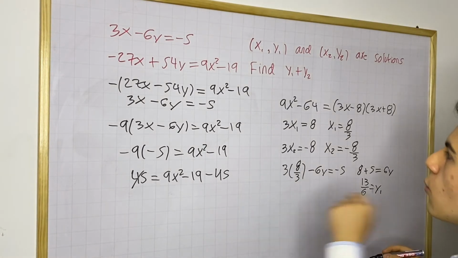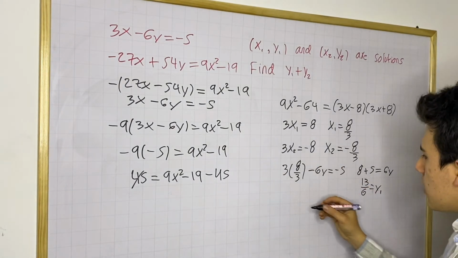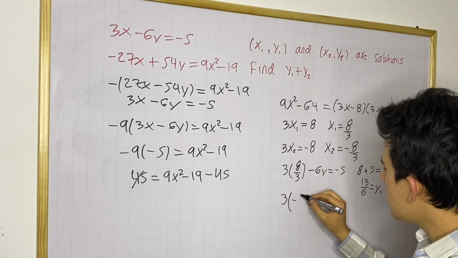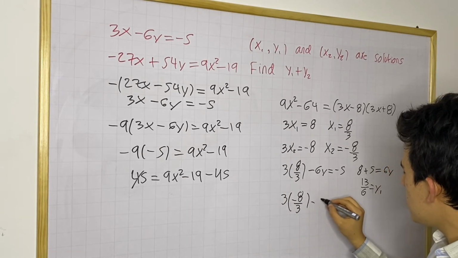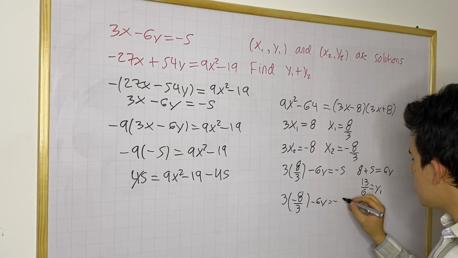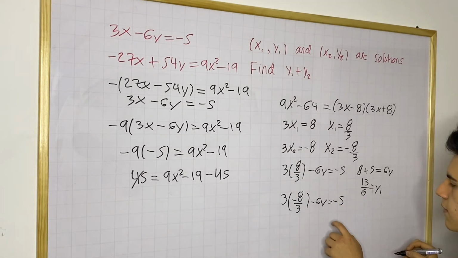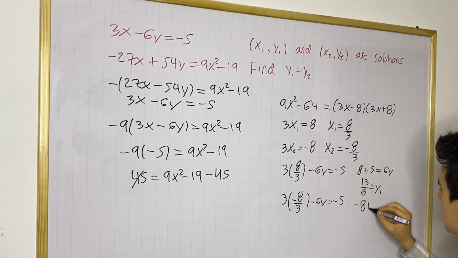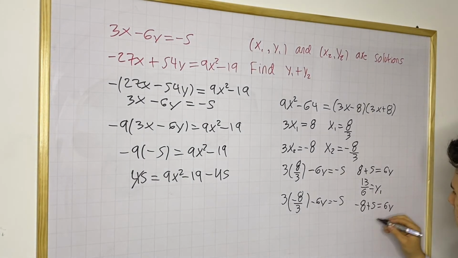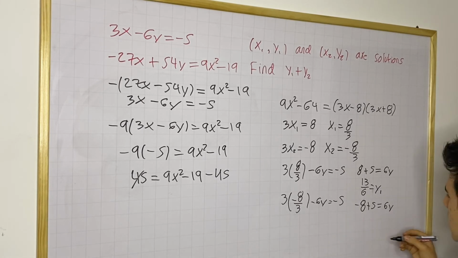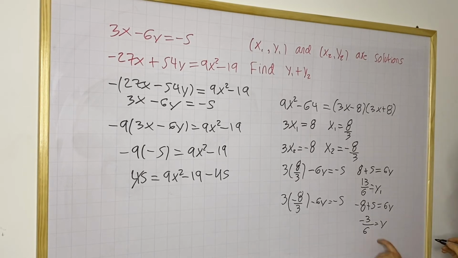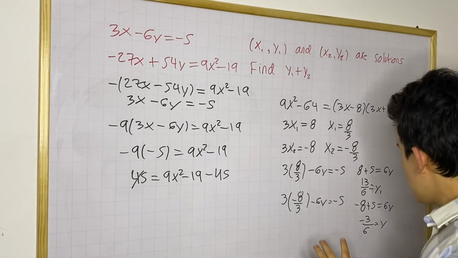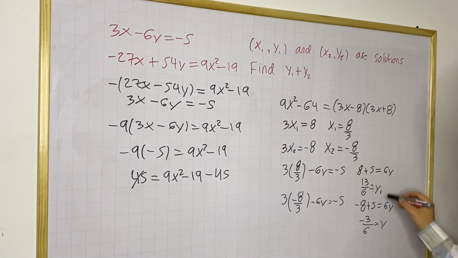Now let's try y2 with x2. Again, we're going to have 3 times negative 8 over 3 minus 6y, and this is equal to negative 5. And now we're going to have the same thing, but now we get negative 8 plus 5 is equal to 6y. So this is going to be negative 3 over 6, and this is equal to y. Now this is how much we get for y1, and this is y2. Now we need to add those two values and see how much we get.